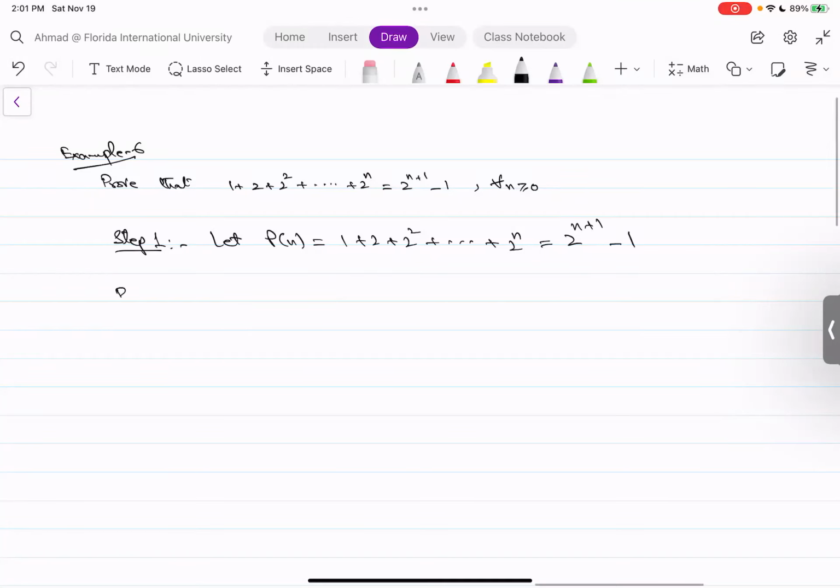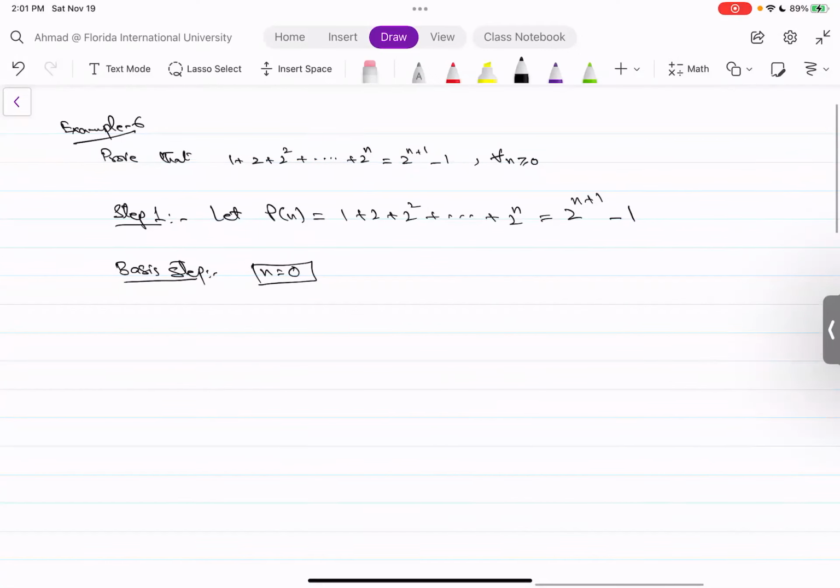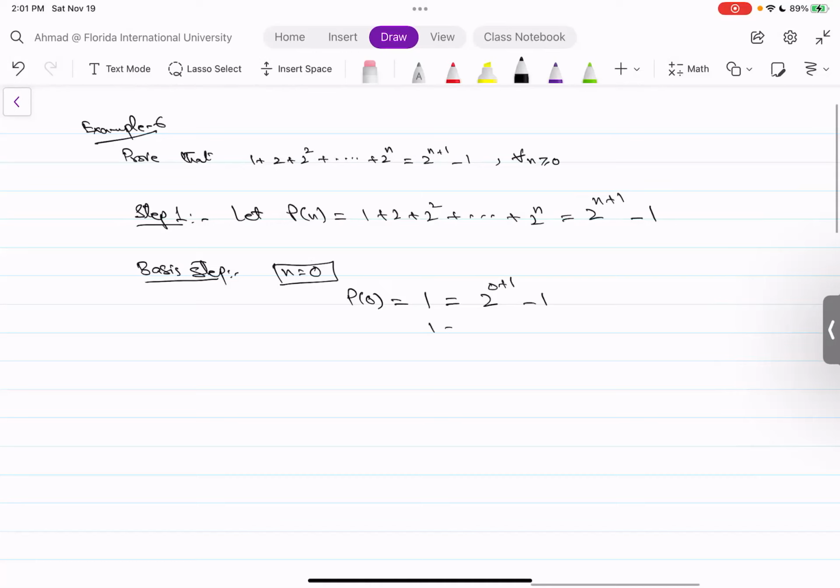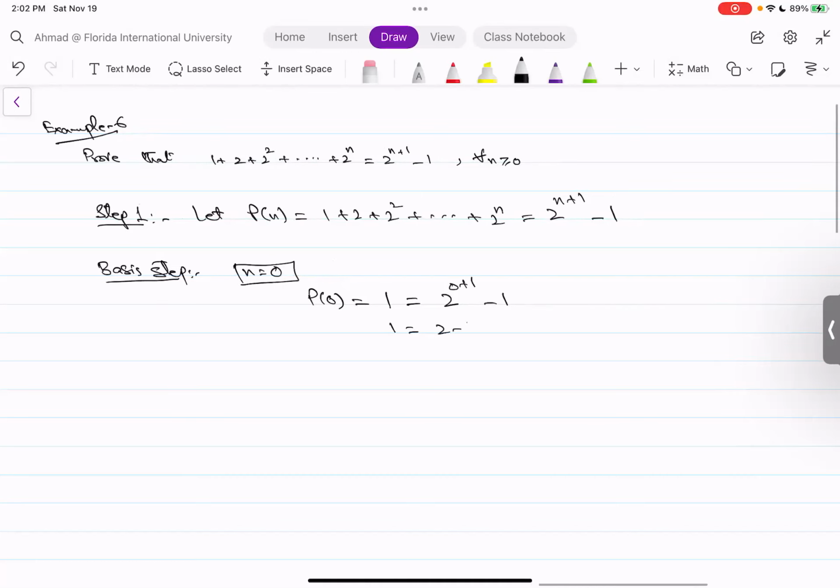Now I'm going to set up my basis step. My basis step is to see whether it is true for the smallest value of n or not. The smallest value of n is 0. If I substitute n equal to 0, P(0) is equal to the first term, which is 1, and it should be equal to 2 to the power of 0 plus 1 minus 1. So it happens to be 1 is equal to 2 to the power 1, which is 2, minus 1, which is 1.